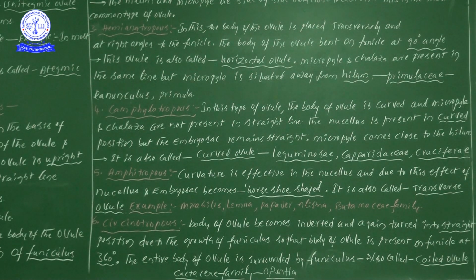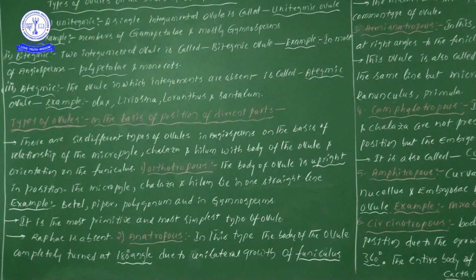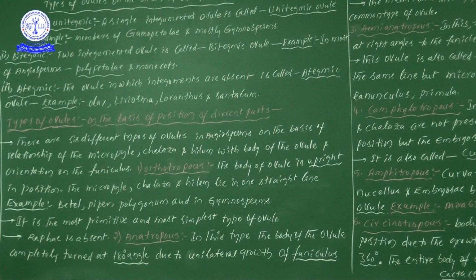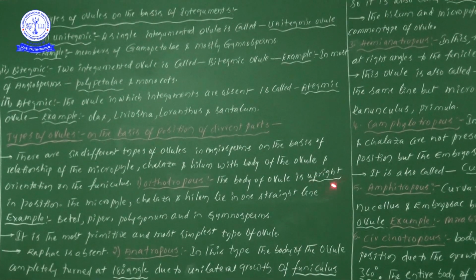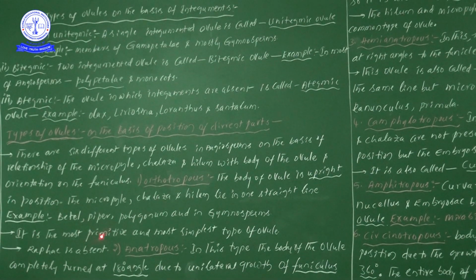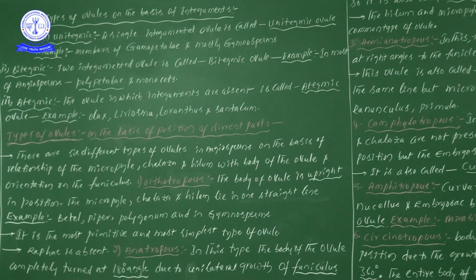Ortho ovule. There are approximately 6 types of ovules. The first one is Ortho ovule. In Ortho ovule, as we have seen, it is also known as upright in position. Best examples: betel, piper, polygonum and gymnosperms. It is the most primitive and simplest type of ovule. Next one, raphe is absent.